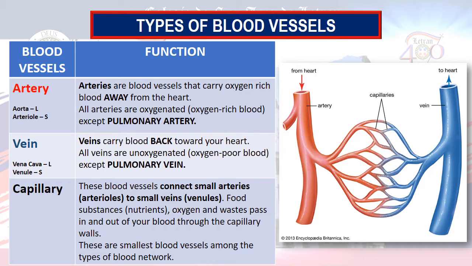Veins carry the unoxygenated blood to the heart where it is directed to the lungs to receive oxygen. All veins are unoxygenated except the pulmonary vein. Capillaries are mini thin-walled vessels that connect the arterioles, which are the smallest arteries, and venules, which are the smallest veins. It is through the capillaries that nutrients and wastes are exchanged between the blood and body tissues.